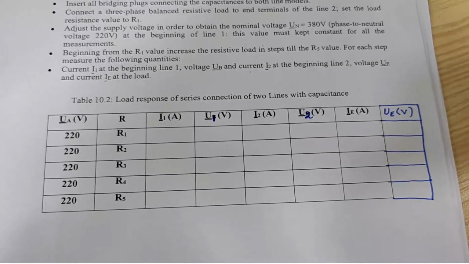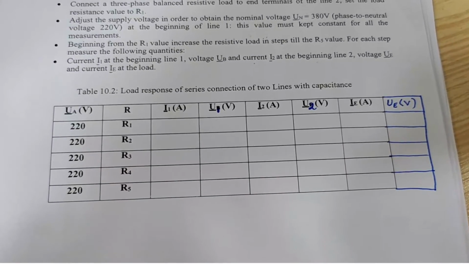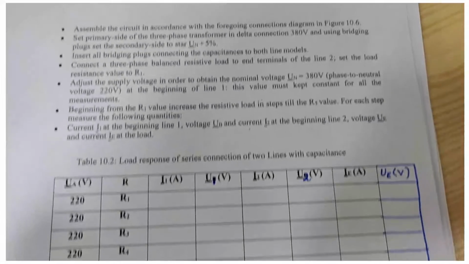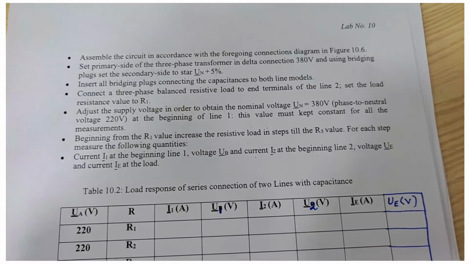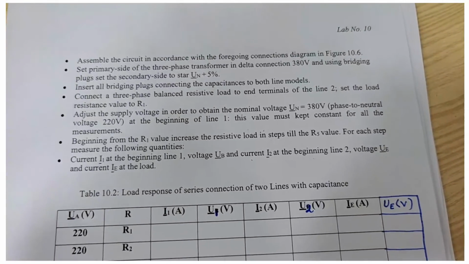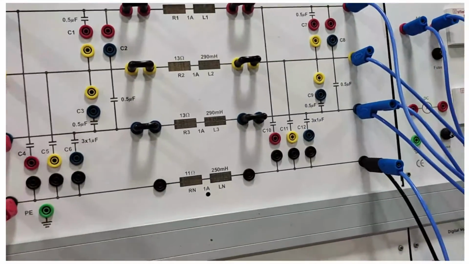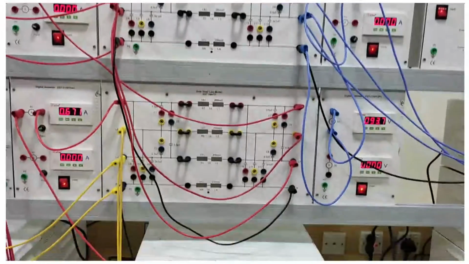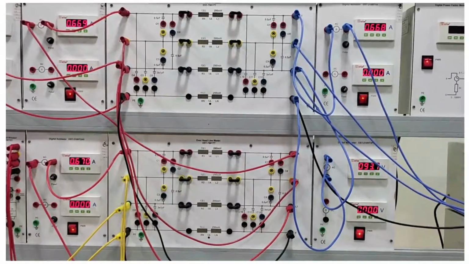Students, next we have to plot the next circuit, that is shown in our figure 10.5, and in this case we have to insert the bridge plugs in the procedure. You can see that we have inserted all the bridge plugs that connect the capacitance to both line models. It means that in the first case we had removed the bridge plugs, so in the next case we will insert all the bridge plugs into both transmission line 1 and 2, and then we will note down the readings.